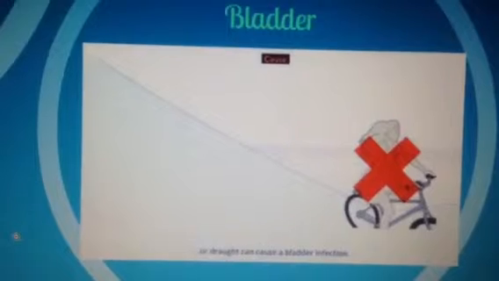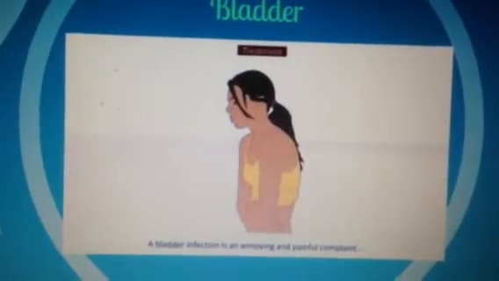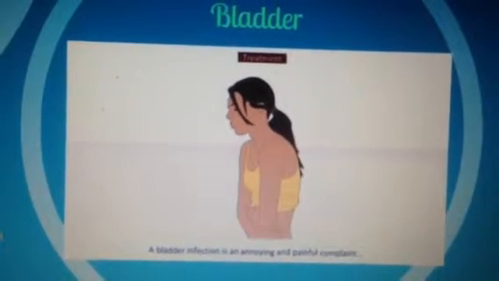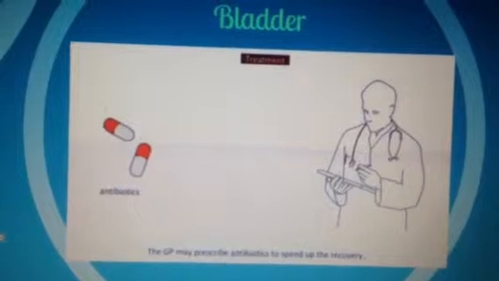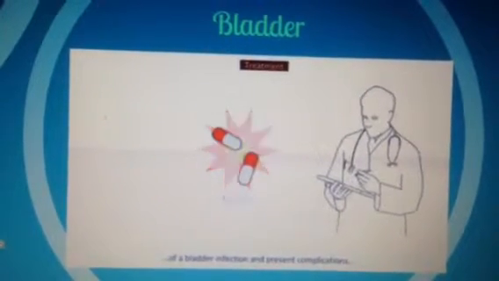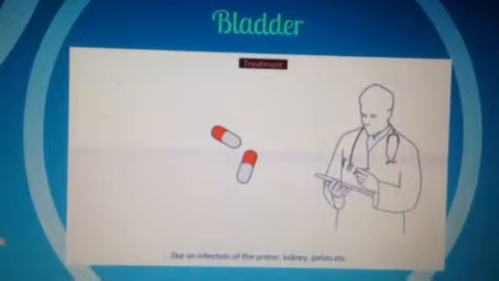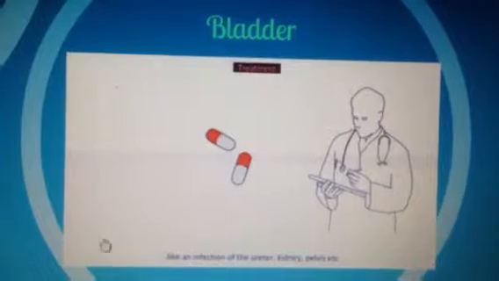Even though it is often thought, it's not likely that a cold or draft can cause a bladder infection. A bladder infection is an annoying and painful complaint that in general can be treated well. The GP may prescribe antibiotics to speed up the recovery of a bladder infection and prevent complications like an infection of the ureter, kidney, pelvis, etc.